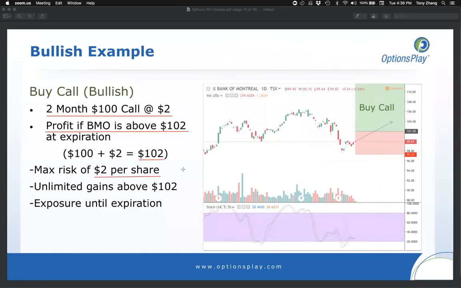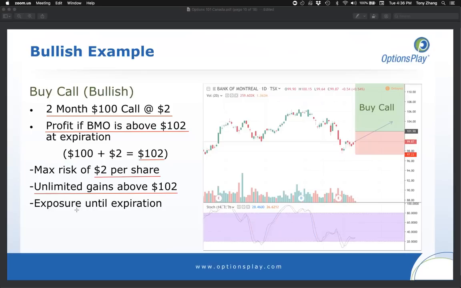And the trade-off that I have with this is the fact that the stock needs to move $2 before the strategy is profitable, unlike a stock trade where the stock can move even by a penny and I'll be profitable. And one of the good things about this strategy is the fact that you have unlimited gains above 102. So if you think the stock's going to move to 110 between now and 2 months from now, you have unlimited gains. So you can make $8 to the upside while risking $2 if the stock does rise to 110.